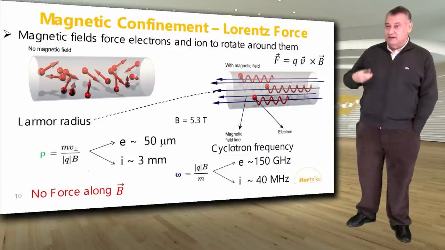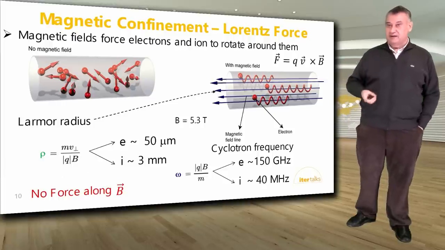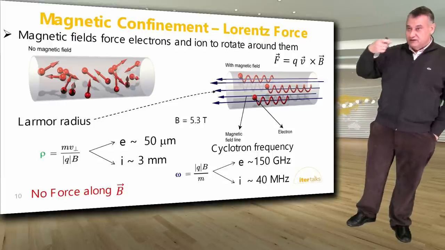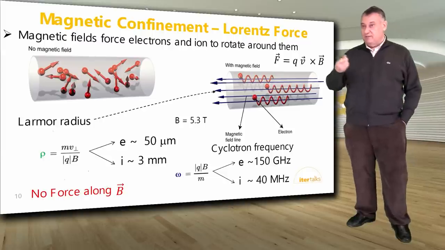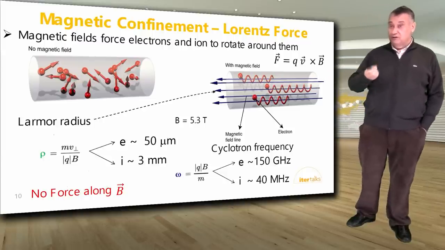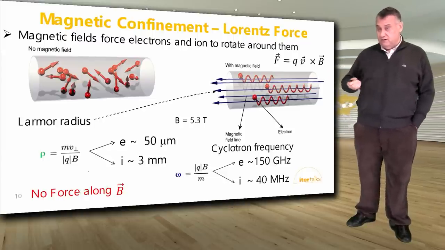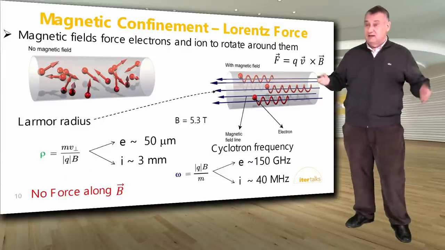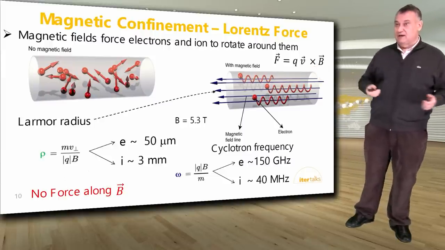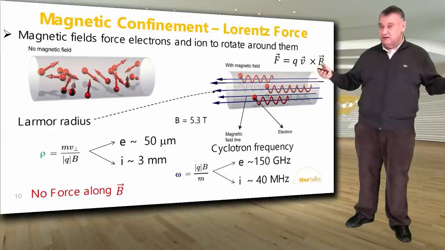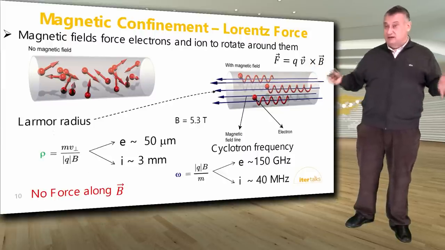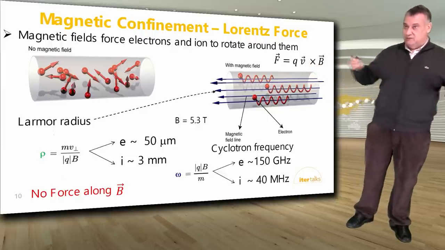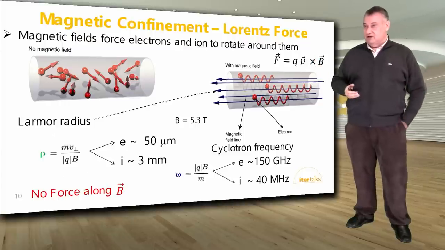Now, this movement is characterized by specific parameters. One is called the Larmor radius, which is the radius of the orbit. Typical values for electrons are very small, of the order of 50 micrometers. For ions, they are a bit larger, a few millimeters. This has to be compared to the typical dimensions of an ITER plasma, which is a few meters. So actually, this orbit is a very small dimension compared to the overall dimension of the plasma.